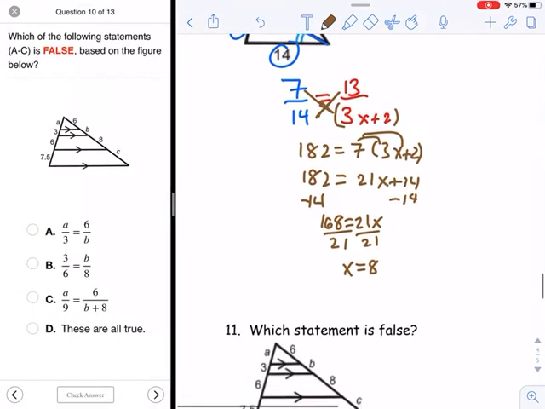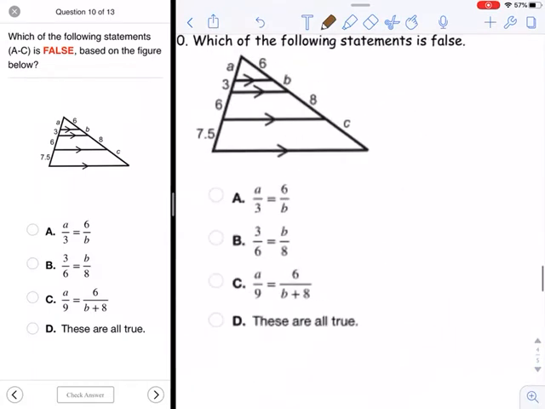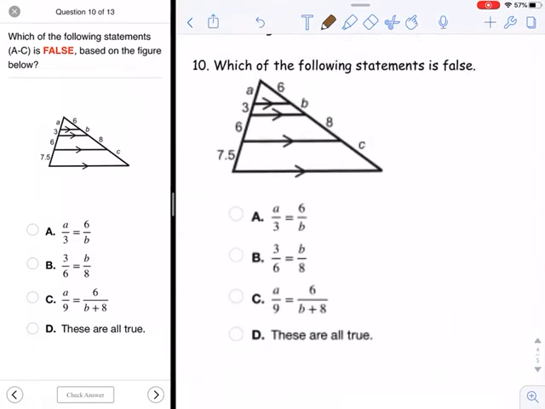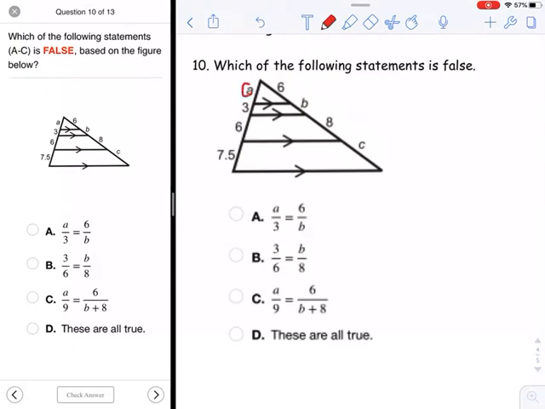All right, and we're getting pretty stinking close to being done. We're on problem number 10 of 13. Where's 10? Right there. And we got these pesky statements that are false. So a lot going on. I like this problem though, because a lot of fractions are already written. A over 3 equals 6 over b. Well, since all these lines are parallel, that's true. 3 over 6 equals b over 8. Well, that's true.